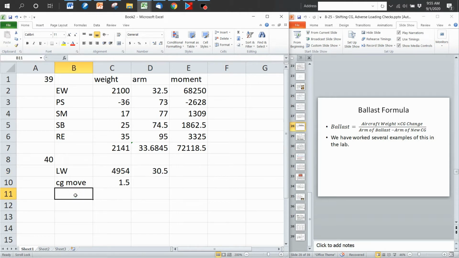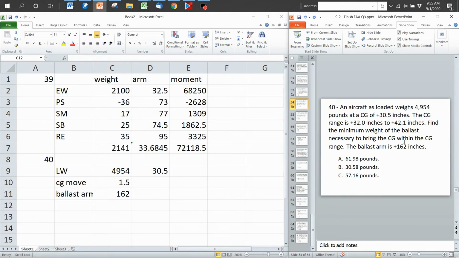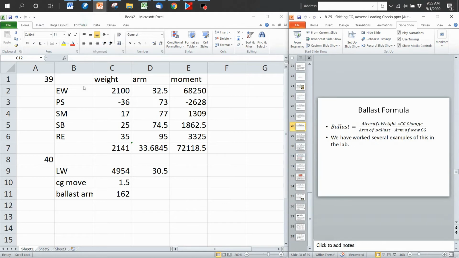My ballast arm is at 162. It said that in the problem. Let's go back to the problem again for just a moment. My ballast arm is at 162, and my new CG location is 32.0 because that's as close as I can get. That's one of the things they're going to want to ask us about, the arm of the new CG, 32.0.